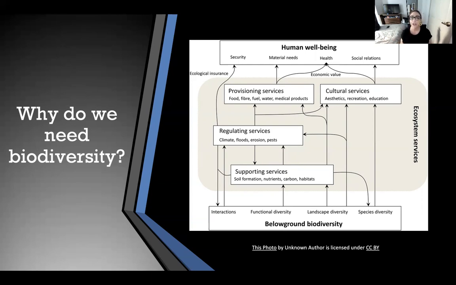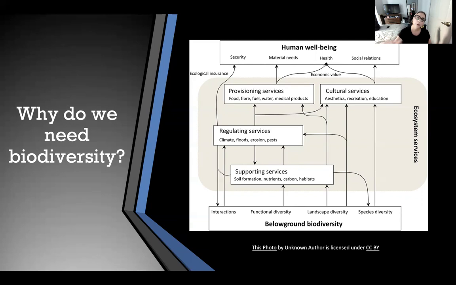Now we have supporting services: soil formation, nutrients, habitats. So soil formation, for instance, supports crops, right? Crop growth. Nutrients support all life on Earth. Even plants need nutrients, everything needs nutrients.